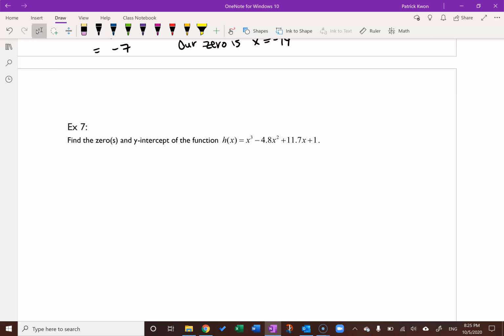Find the zeros, or 0, and y-intercept of the function h of x equals x cubed minus 4.8x squared plus 11.7x plus 1. Whew, that is a mouthful. All right, so let's try doing it the same way that we did the other one. Let's set it equal to 0 and try to solve for x.